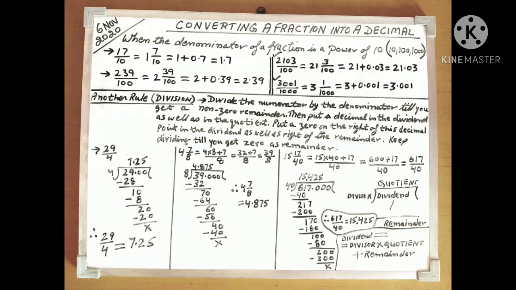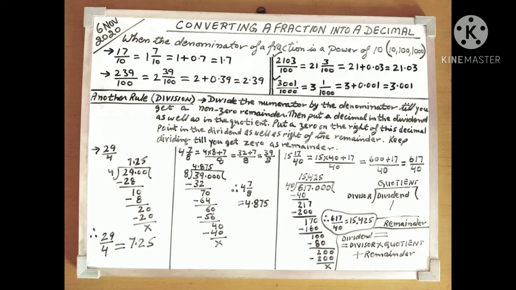So we write 4 and 7 by 8 as an improper fraction and we get 39 by 8. So 39 is the dividend, 8 is the divisor. We do the normal division now. 8 fours are 32, we get the remainder as 7. Now we put a decimal in the dividend and in the quotient, and then we add a 0 in the dividend and we carry this 0 down, right?